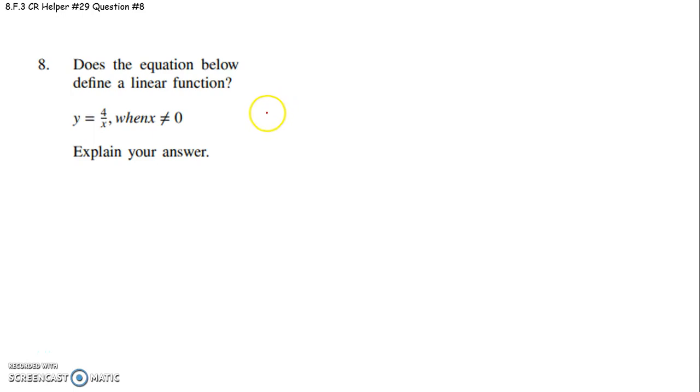Eighth graders, this is to help you with question 8 on CR 29. It says, does the equation below define a linear function? Okay, for a linear function, it needs to be a straight line.